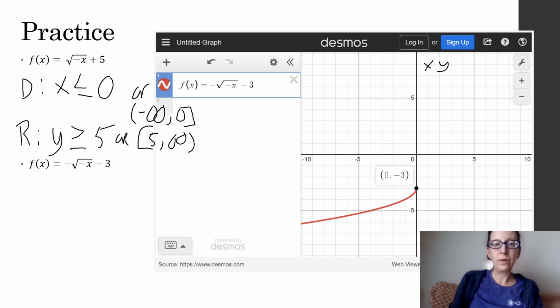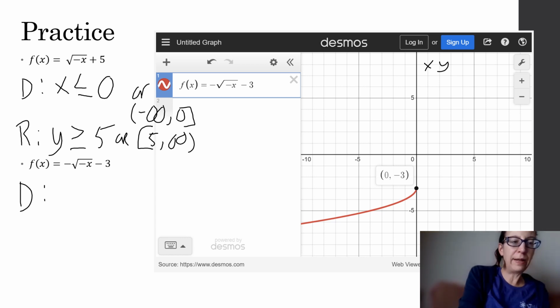Let's go change this one. So this becomes a negative 3. And we're going to put in another negative here, which bumped it off of my viewing window. There it is. Okay.